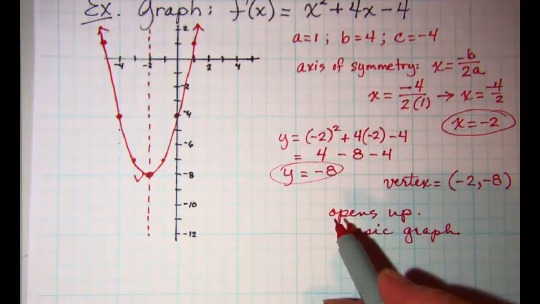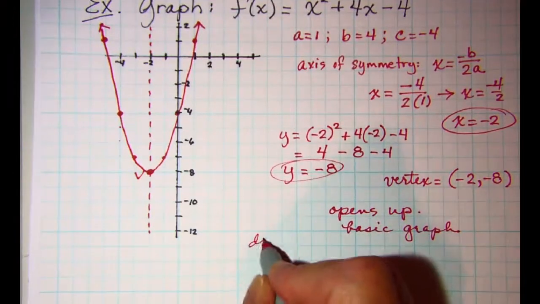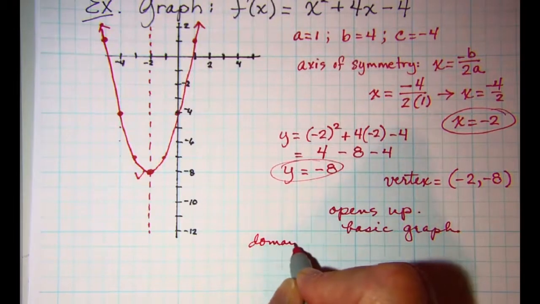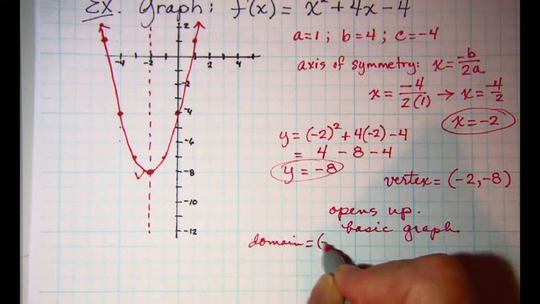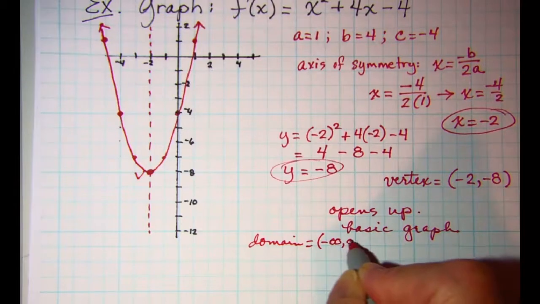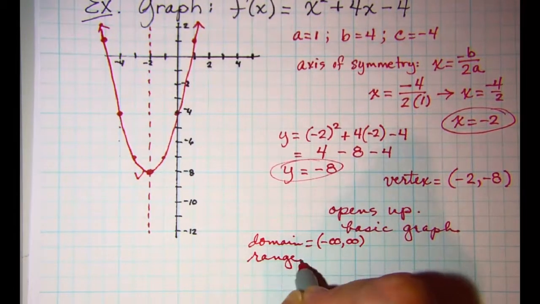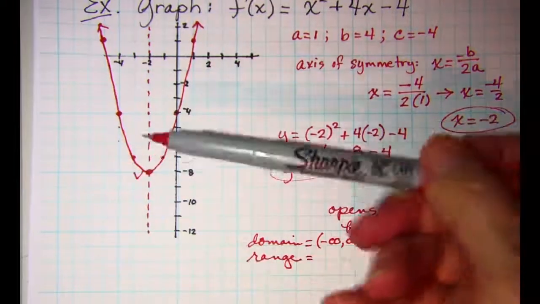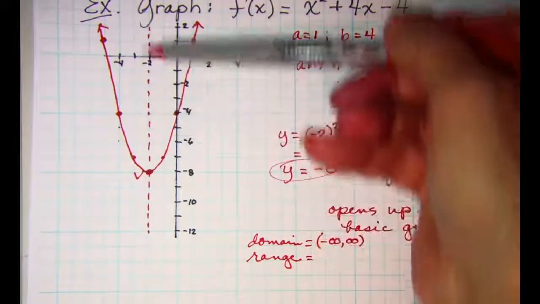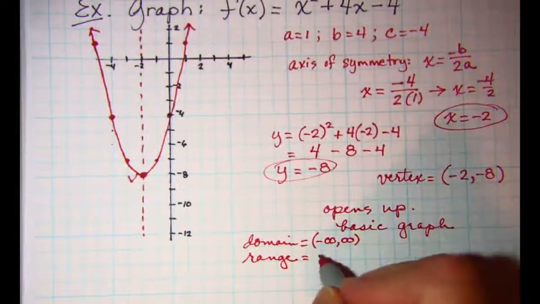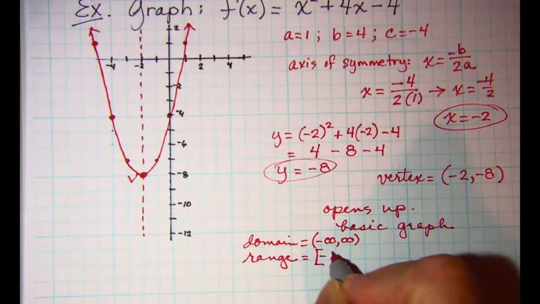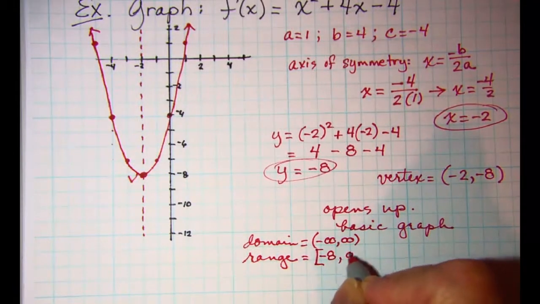Notice too then that my domain is all real numbers, and my range, we start at negative 8 and then continue up, so negative 8 to infinity.